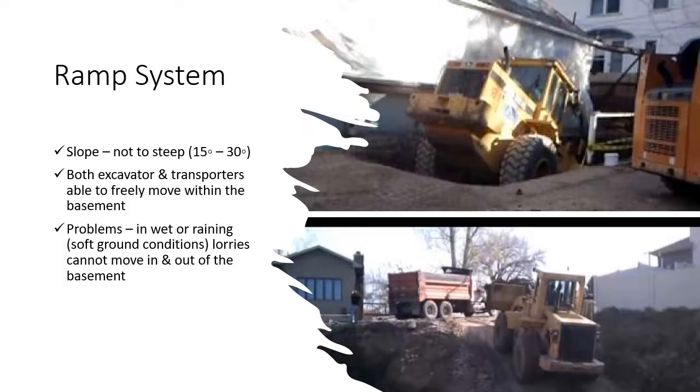For ram system, the slope that will be constructed should be not too steep, which is around 15 degrees to 30 degrees. If you look at the photos, you can see this ram. So this is the ram system used for excavation for basement to go down. For the width, we must make sure that both excavator and transporters are able to freely move within the basement ram that we have constructed. However, the problem is in wet or raining weather, lorries cannot move in and out of the basement because they will sink because of the heavy load from the lorries.